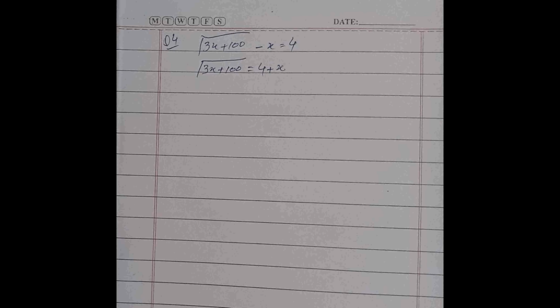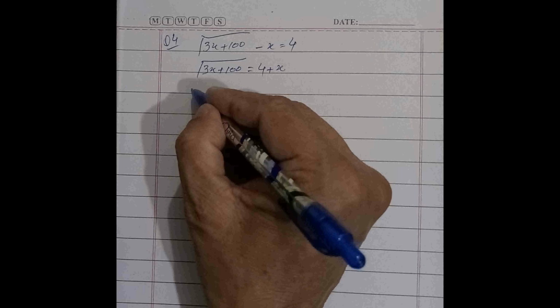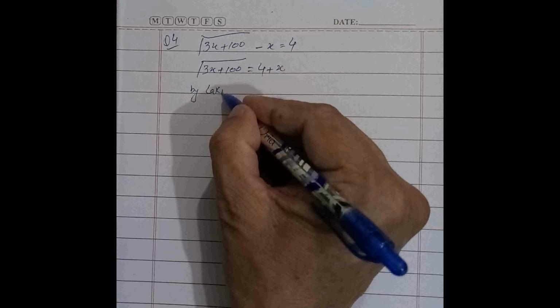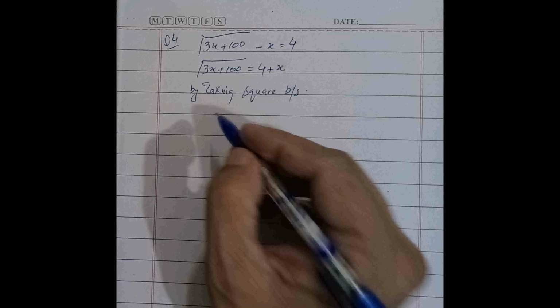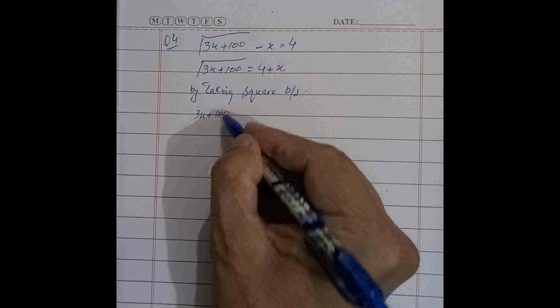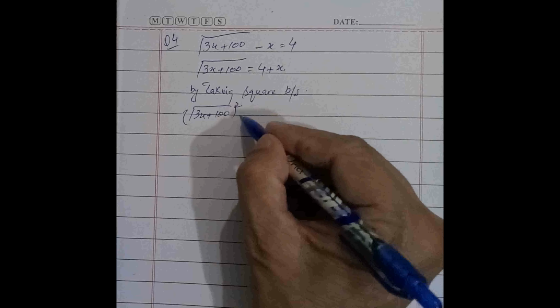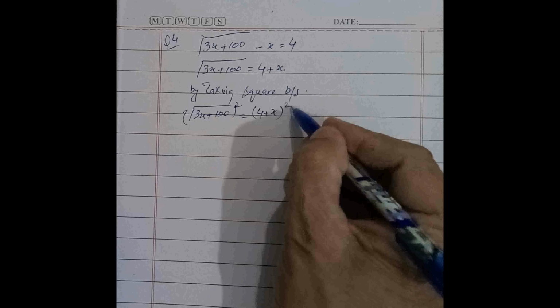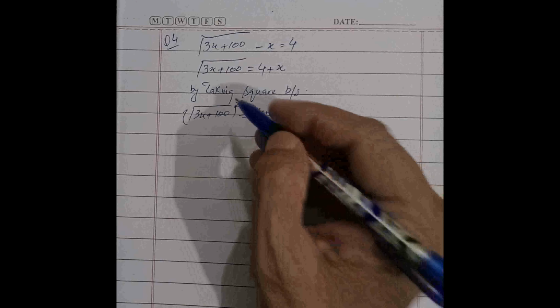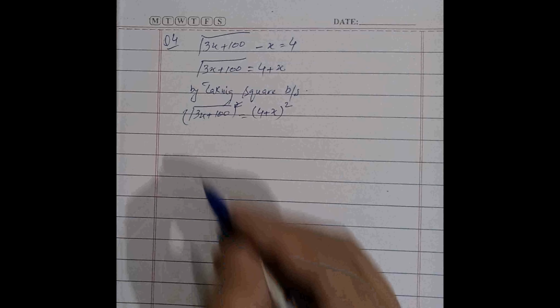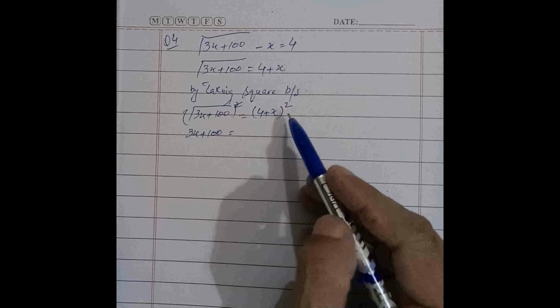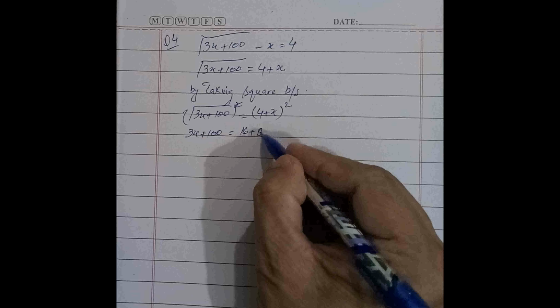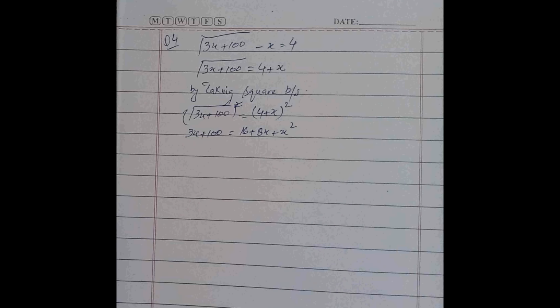For removing the square root, we take square on both sides. We get square root of 3x plus 100 squared is equal to 4 plus x whole square, and we know that square and square root cancel each other. We get 3x plus 100 is equal to, we take the square of 4 plus x, which is 16 plus 8x plus x square.